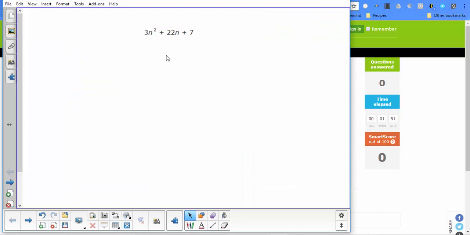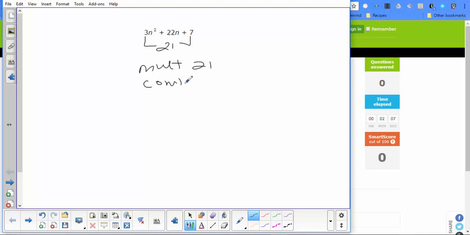So remember, for these kinds, when the leading coefficient is not 1, what we want to do is multiply the leading coefficient and the constant, and we get 21. So we're looking for two numbers that multiply to 21 and combine to 22. That's a pretty easy one because it would be 21 and 1. Now, because the 7 is positive and the 22 is positive, we're going to use positive 21 and positive 1. So now, what do we do with those numbers?